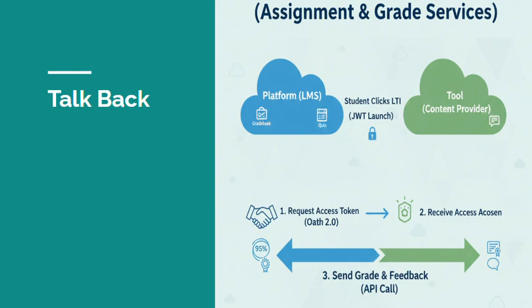Talkback. Finally, how does the tool talk back to the LMS to save a score? During that initial handshake, the platform sends a special token endpoint. The tool uses this endpoint to ask for an access token. Once it receives that access token, it has permission to call the LMS backend and say, "Hey, student A got 93% on their quiz." It's a secure, closed-loop system where everyone's identity is verified at every step.